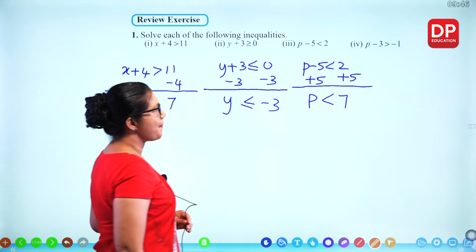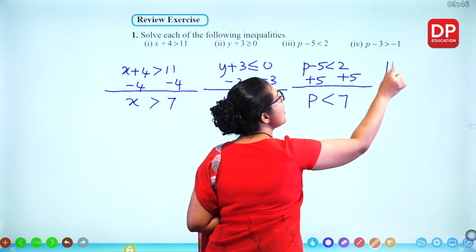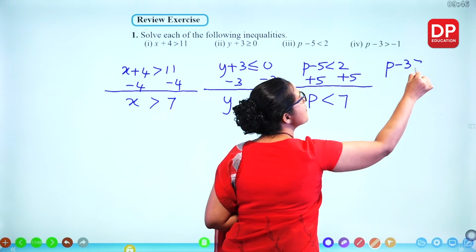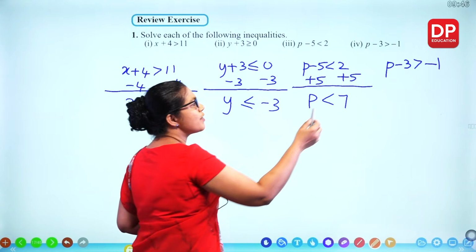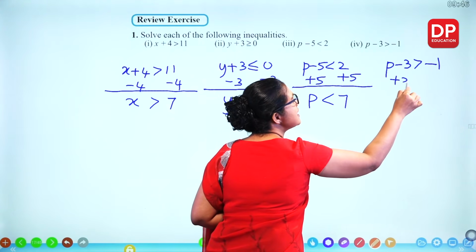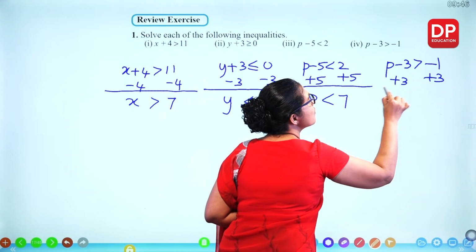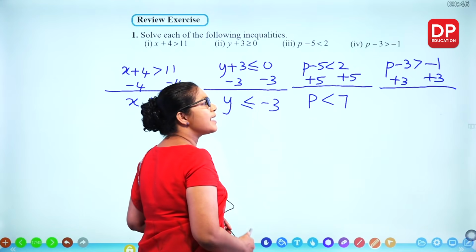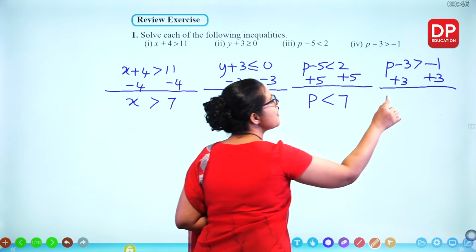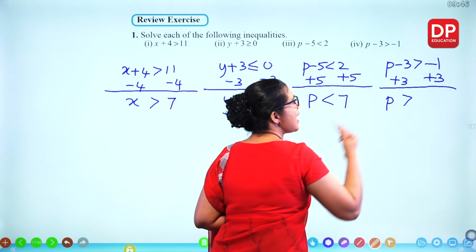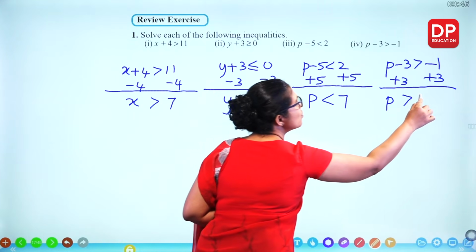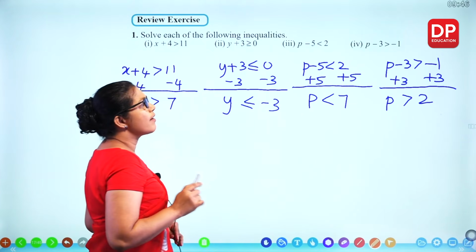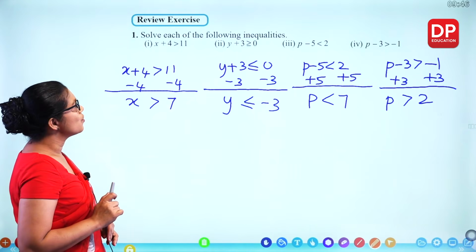What's the other one? We'll take the next one. P minus 3 is greater than minus 1. Minus 3 is extra, so I need to get rid of that by adding 3. So what happens? Minus 3 gets cancelled out and I get P is greater than minus 1 plus 3, you get 2. So P is greater than 2.